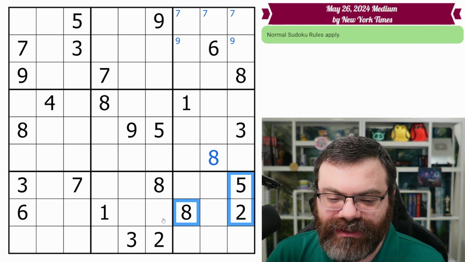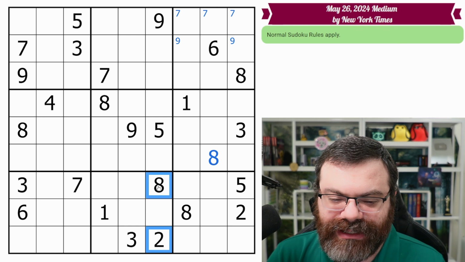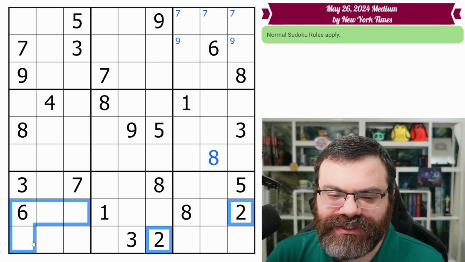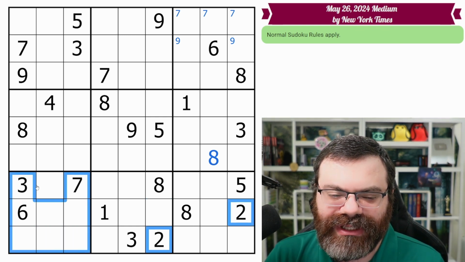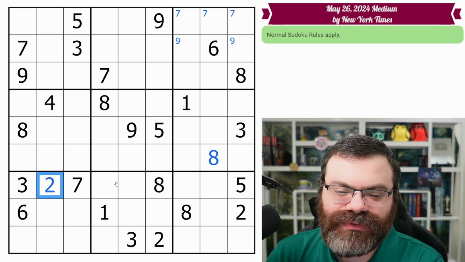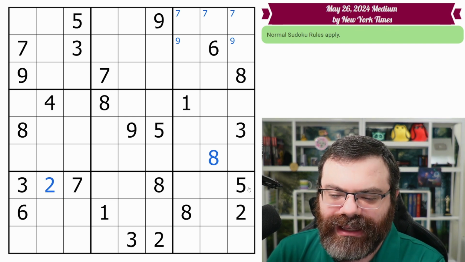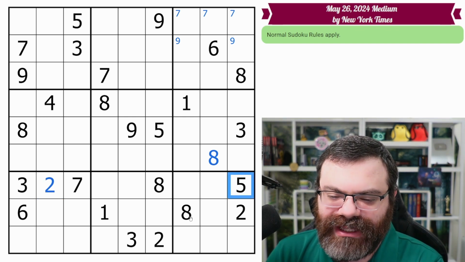2, 5, 8. We look for 2s, 5s, and 8s. I see the 2 and the 8 here. So we'll take them one at a time. We have these two 2s. These can't be 2 because they're filled with non-2. So we can place the 2 here. That's very nice. And now the 5 does not have a buddy, but the 8 does.